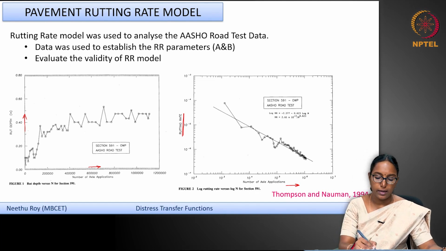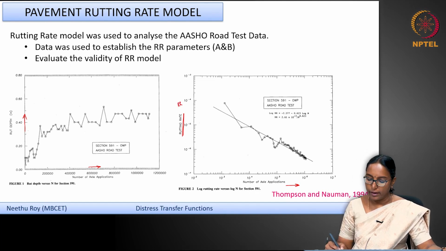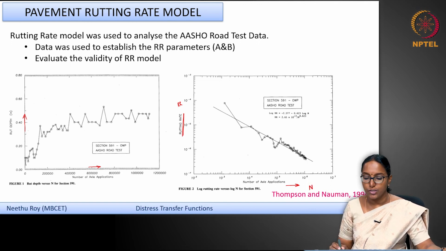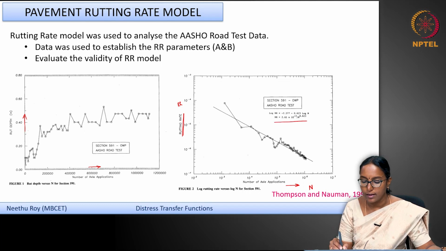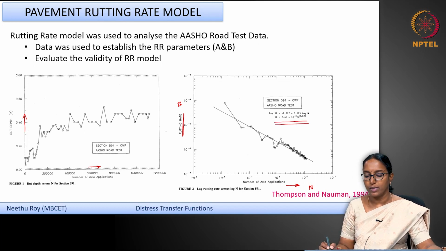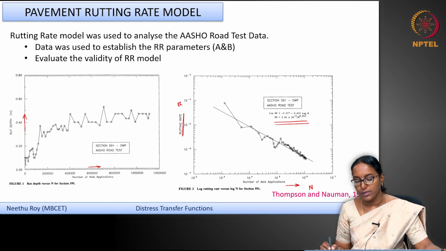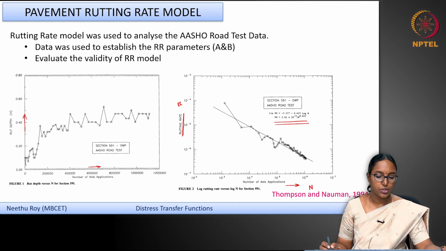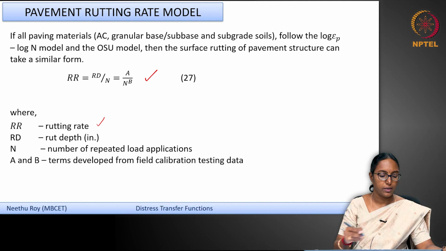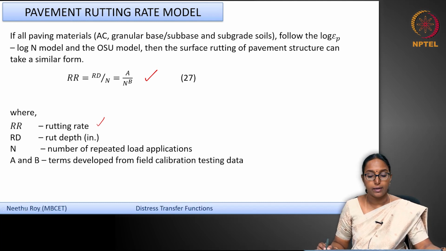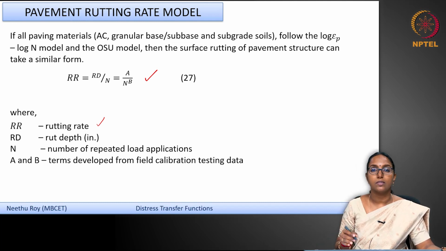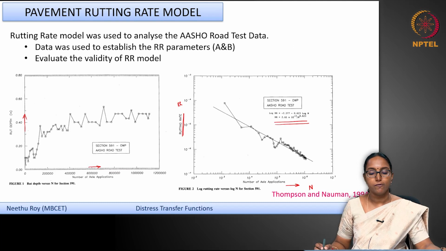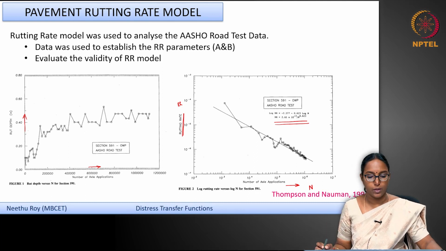So, this is R, that's the rutting rate versus N. You can form a relation between them, a straight line relation. So, you see that RR is equal to 2.65 into 10 raised to minus 3 by N raised to 0.623. Such relationships, or such distress functions, can be directly obtained if you have a sufficient amount of field data which correlates the rutting rate and the number of load repetitions in the field. Okay.